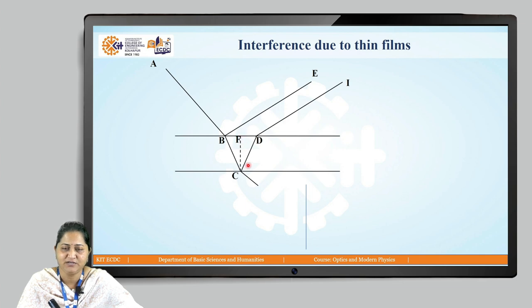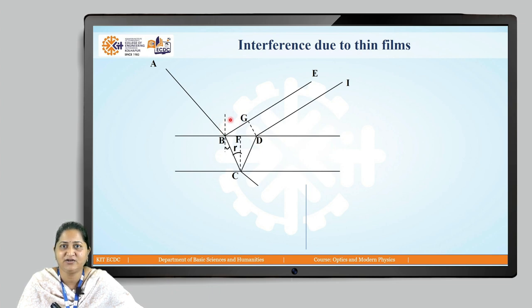CF is equal to the thickness of the thin film. So CF is equal to T, that is thickness of the thin film. Let's draw normal DG to find out path difference. And then I have shown this normal at incidence, okay, so that we can define angles.